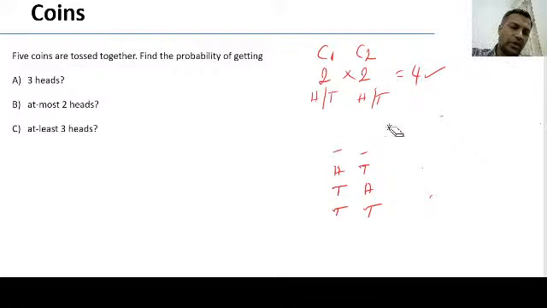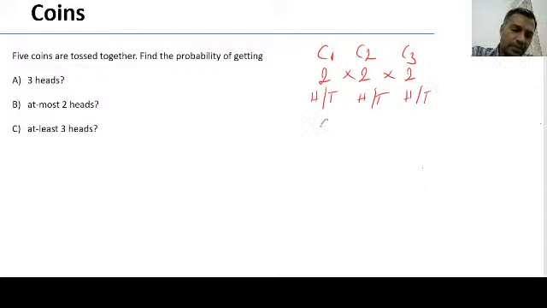Similarly, when 3 coins are tossed, there would be how many outcomes? 8 outcomes. If I toss coin 3 as well, there would be another 2 outcomes, head and tail. What are the 8 outcomes here for C1, C2, C3? All 3 heads, or 1 head and 2 tails. In that case C1 can be head, or C2 can be head with the other 2 tails, or C3 can be head.